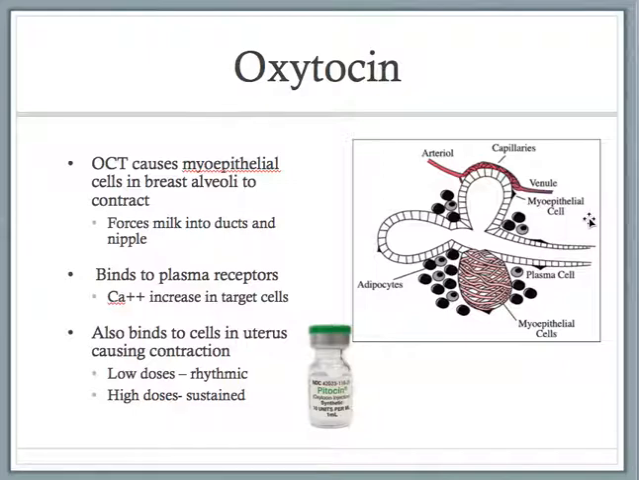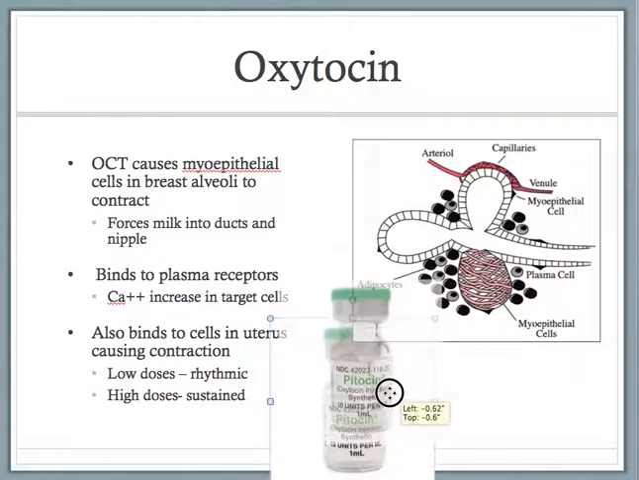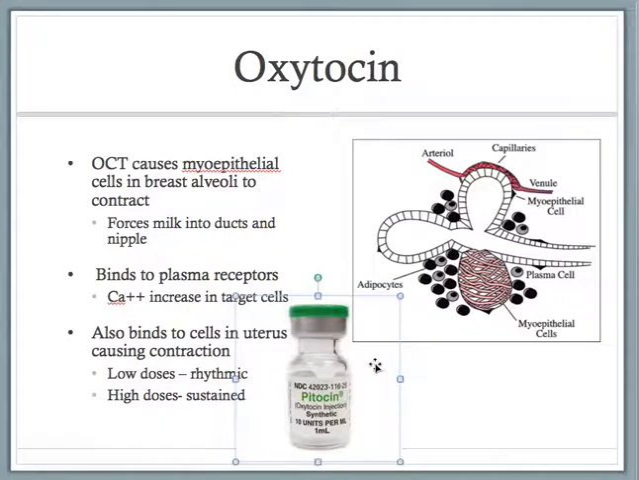Oxytocin binds to plasma receptors. You get calcium increase in target cells, so the cells depolarize and then they can contract. So as we mentioned, oxytocin is also important for uterine contraction and delivery. You may have heard of a drug called Pitocin. So Pitocin, in hospitals, women will be put on a Pitocin drip sometimes. And what Pitocin is, if you look closely, it says oxytocin injection.